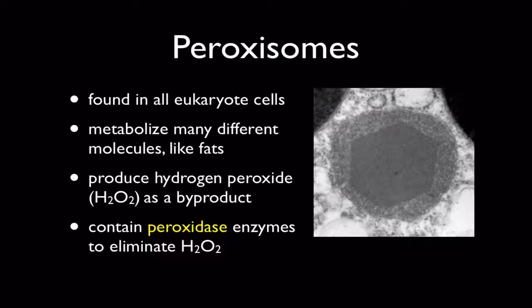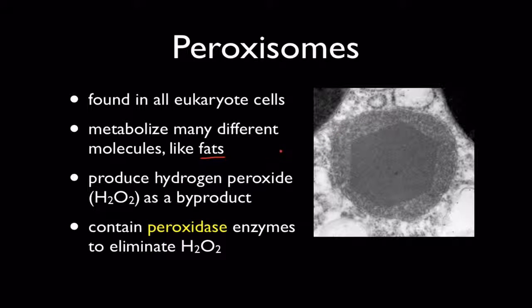All right. Peroxisomes. This is our last part of the endomembrane system, and they are found in eukaryote cells. The more metabolically active the cell is, the more peroxisomes it's going to have. Peroxisomes, their job is to metabolize many different types of molecules, especially things like fats and fatty acids. They contain enzymes that carry out this function.